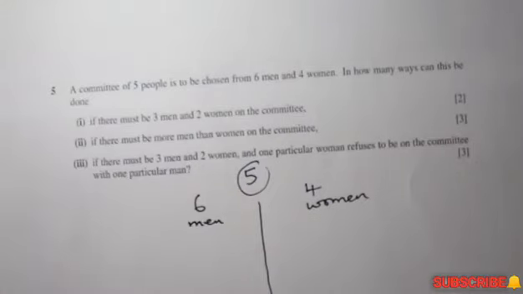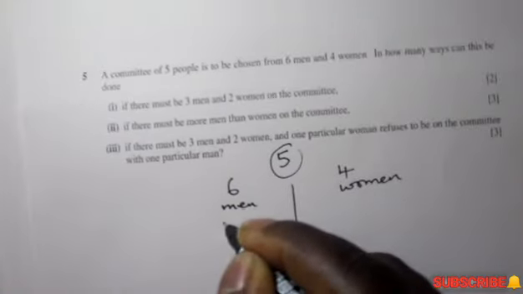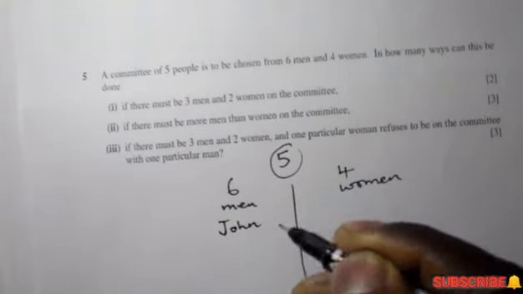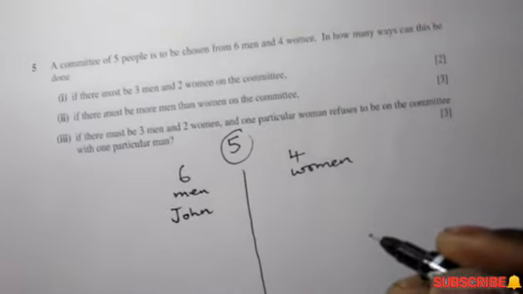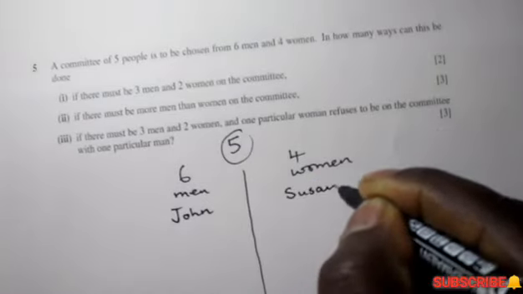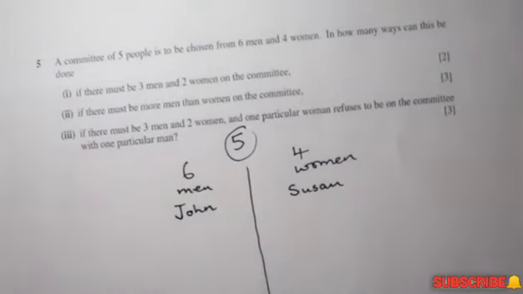So, to make it clear, let me just suggest names. Let the male be represented by John, and let the woman be represented by Susan. So in simple terms, John is part of the 6 men, and Susan is part of the 4 women.